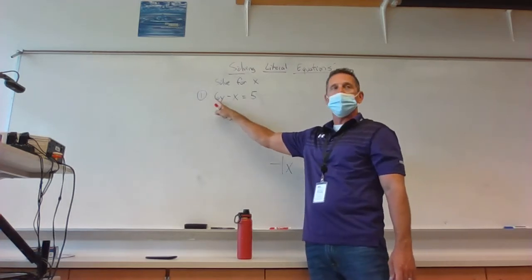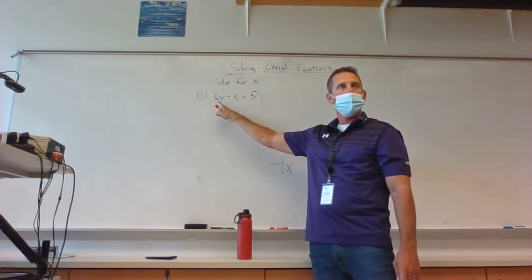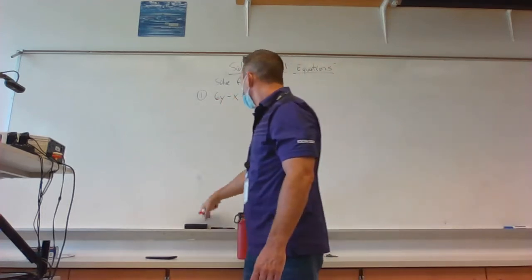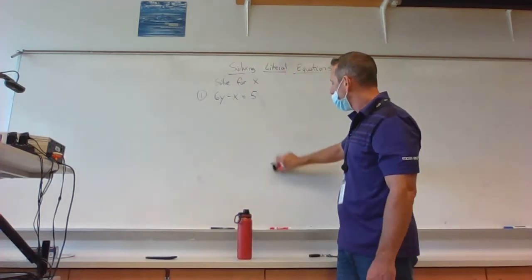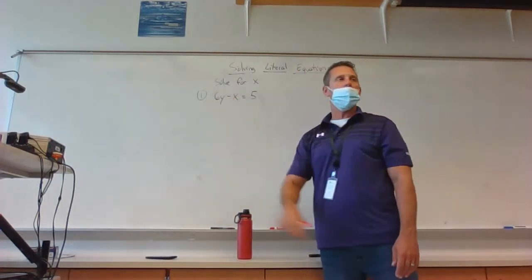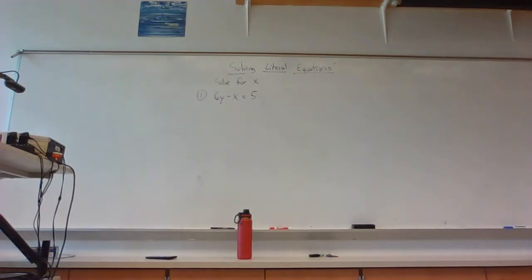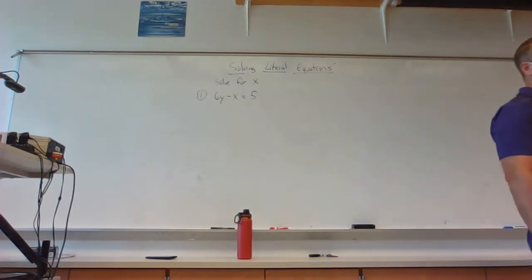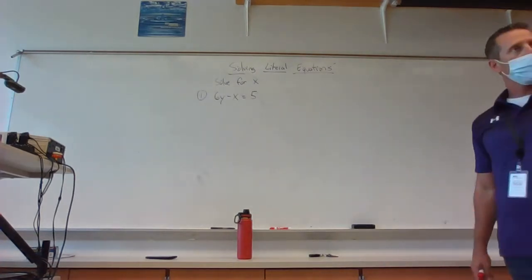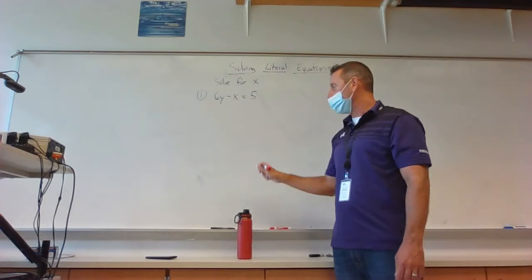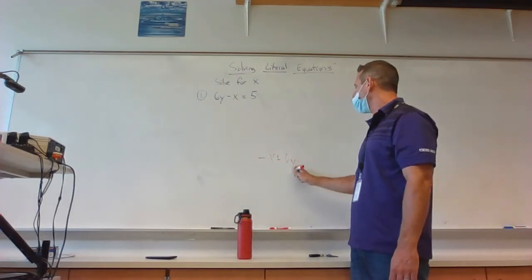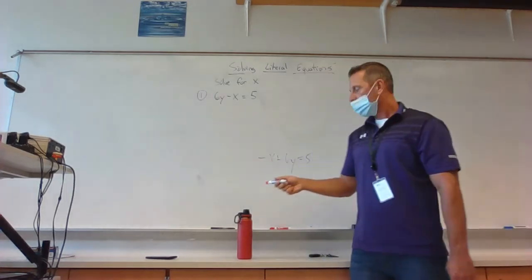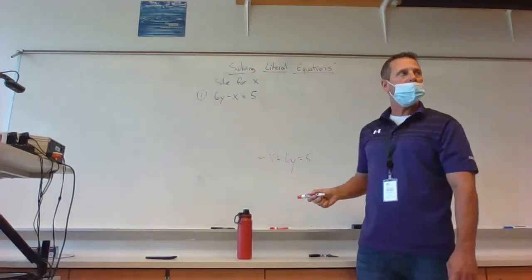What's going on right here? What are we doing with the x and the 6y? What operation's going on over there? If I was going to rewrite this equation, it would look like this: -x plus 6y equals 5. What's going on with the 6y?